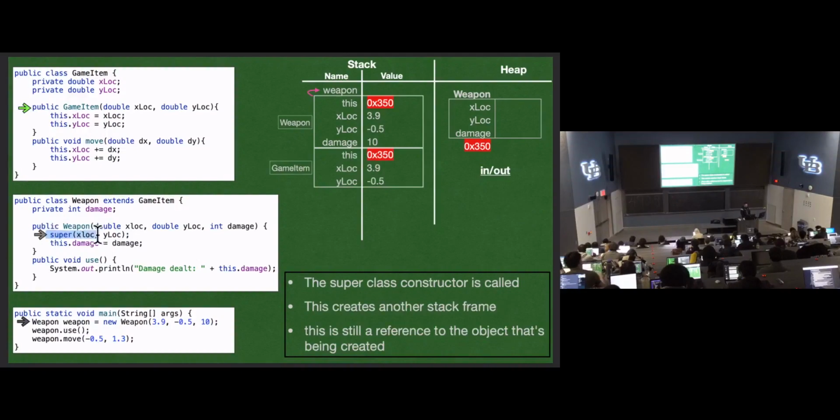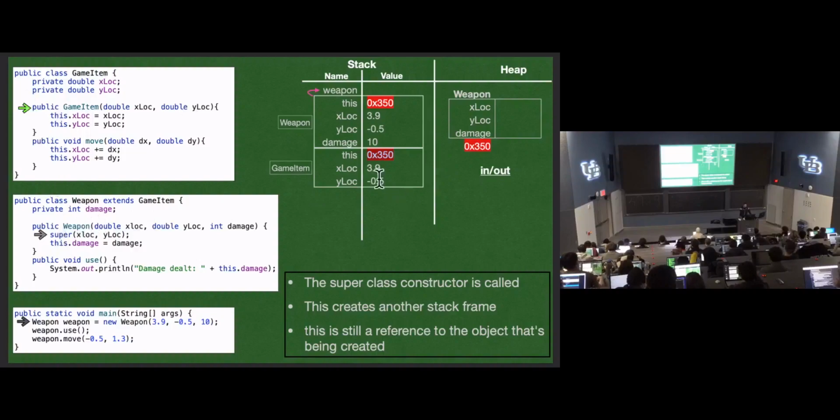When the super constructor is called, just like a regular constructor when we use the keyword new, it is a stack frame. The only difference is it's not creating a new object on the heap. We don't see the keyword new. We're calling a constructor without creating a new object. So that constructor goes on the stack. This is still a reference to the object that's being created, so this is the reference 350 in this case.